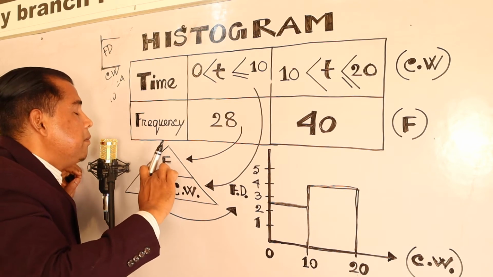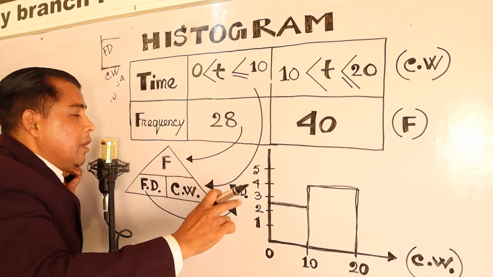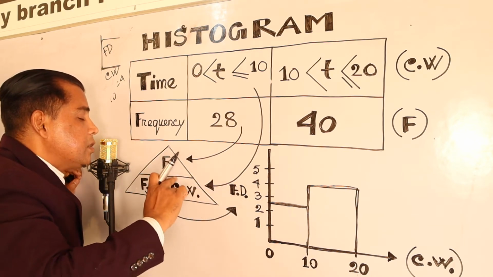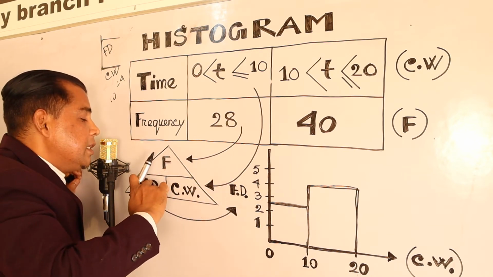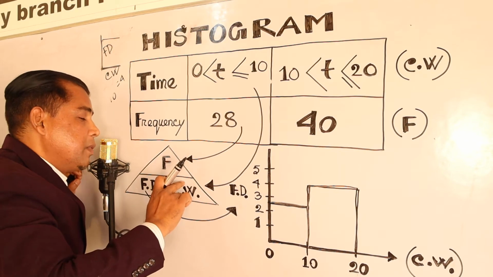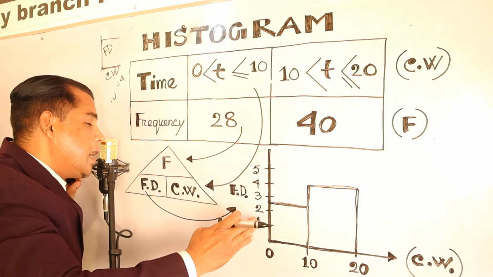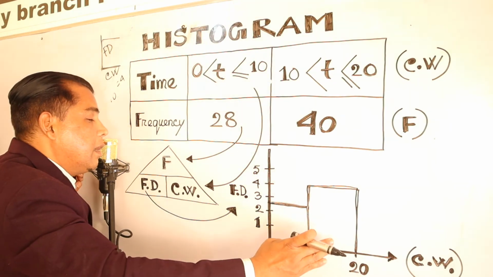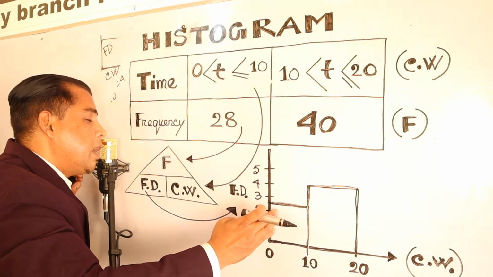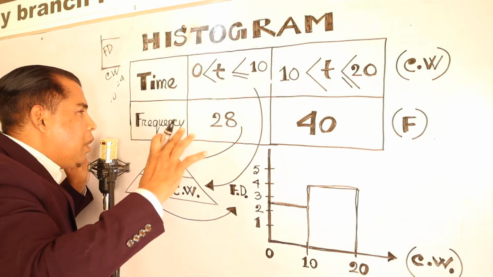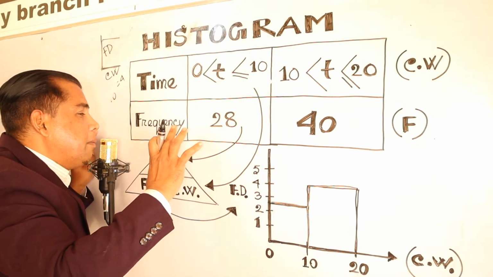At the same time, if the frequency density is given, these and these have to be divided for getting the class width. At any cost, this is your duty for getting this line and that line. And getting these two lines, you try to get the frequency. Okay? So in short, this is the histogram.